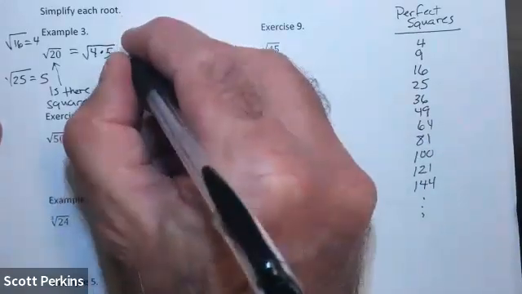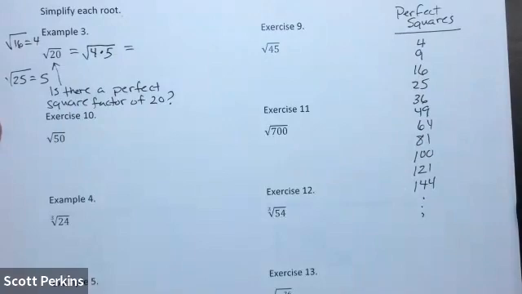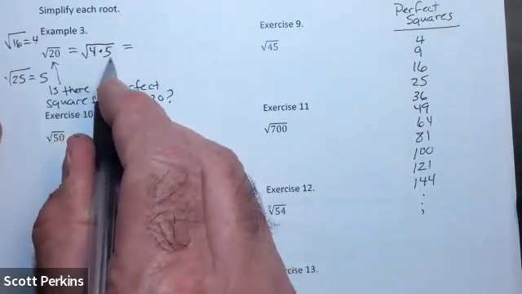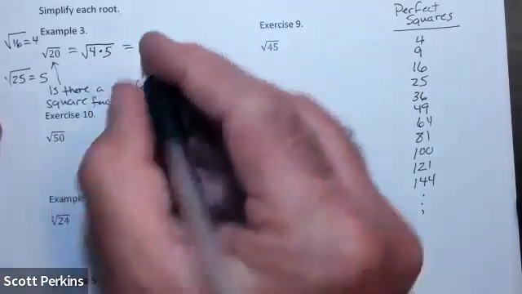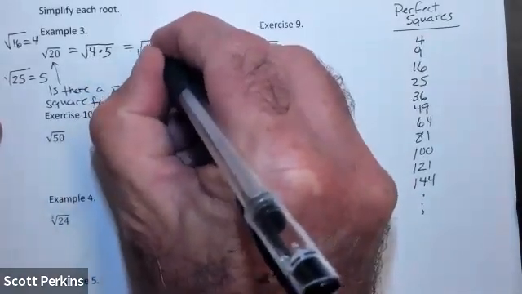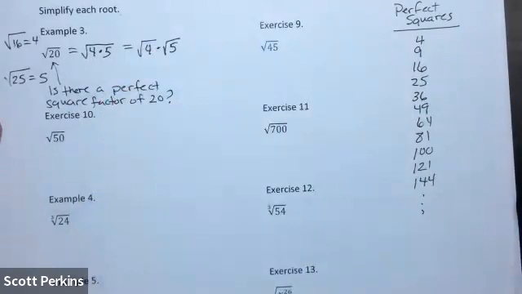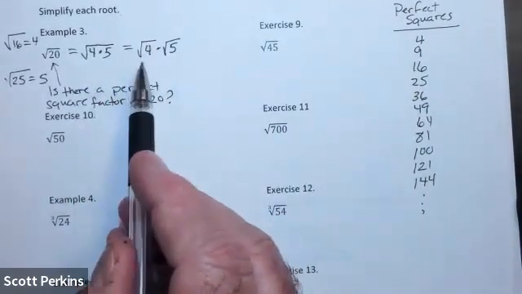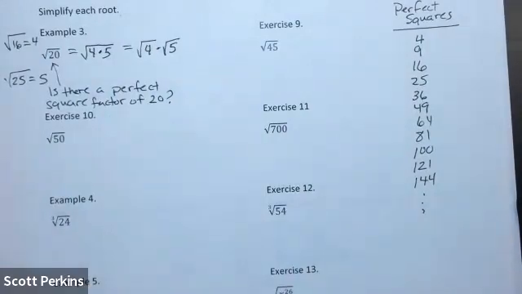I'm going to use the product rule of radicals. This step right here is what we did on the previous page, just in reverse. I'm now going to give each of these two things their own radical. So I'm going to split it apart. So the square root of 4 times the square root of 5. And if you need to make a note for yourself, how come we did that? That's the product rule of radicals from the previous page.